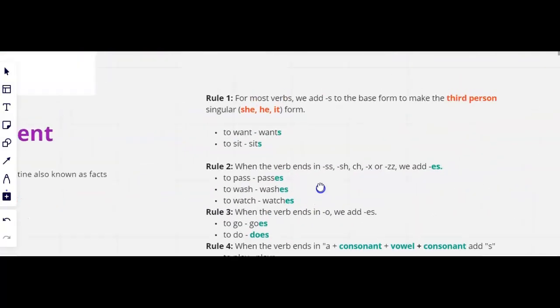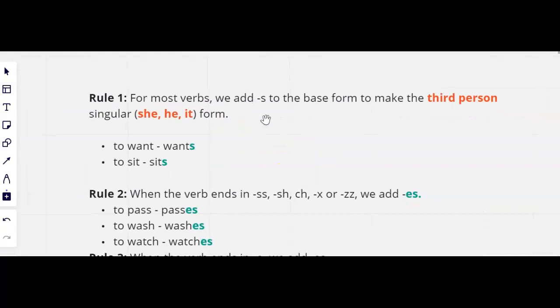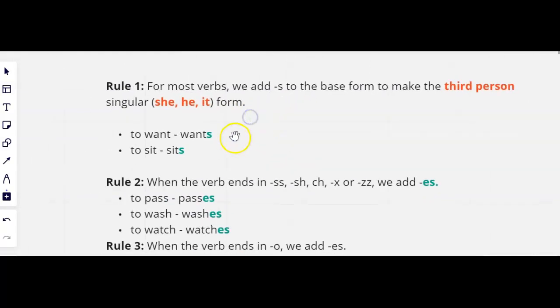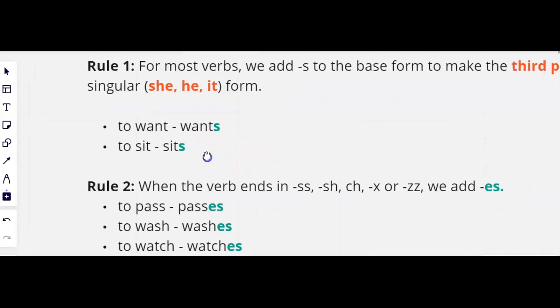Let's see. So the first rule is that in most of the verbs we've got to add an s at the end of the verb. Okay. For instance, to want, wants; to sit, sits. She wants, or he wants, or it wants. That's it. All right. That's with most of the verbs.